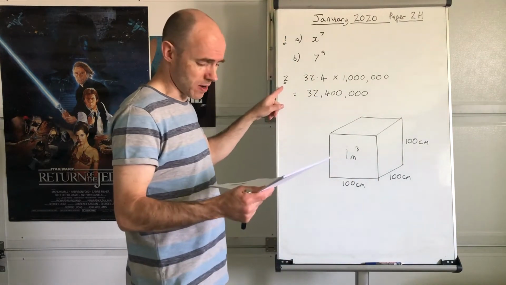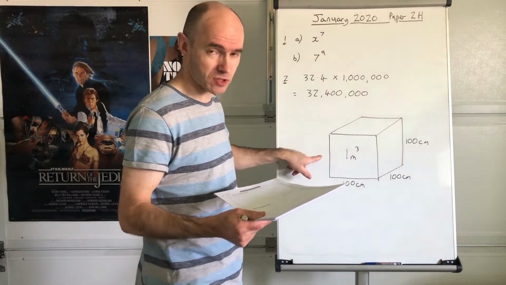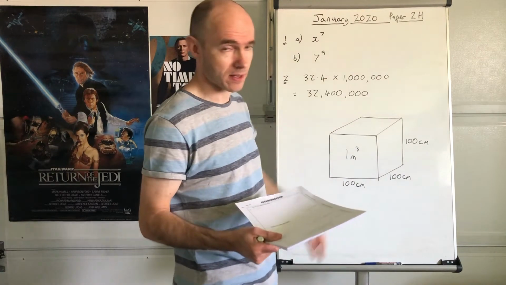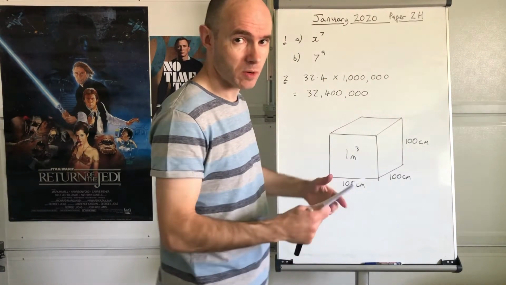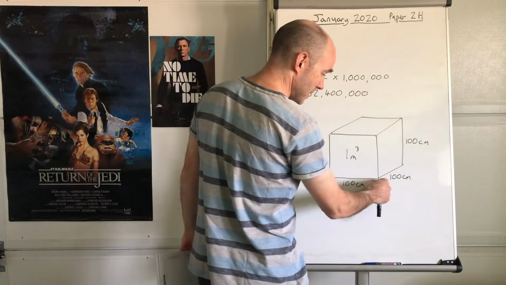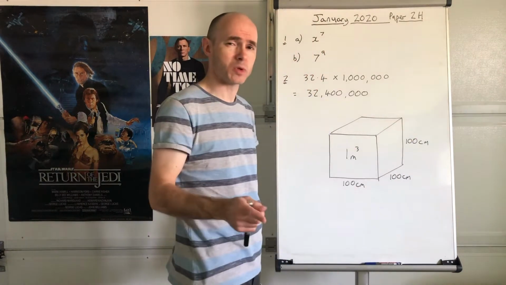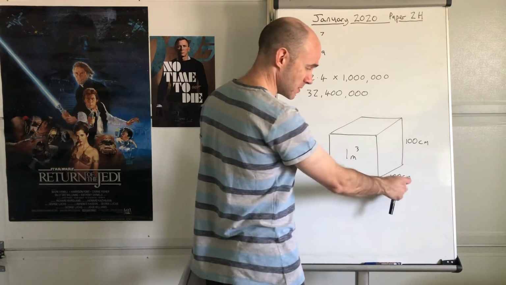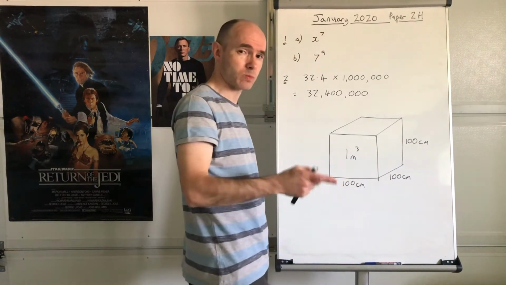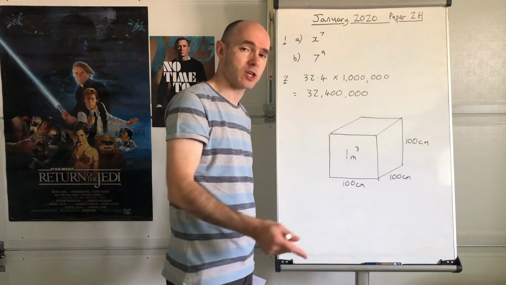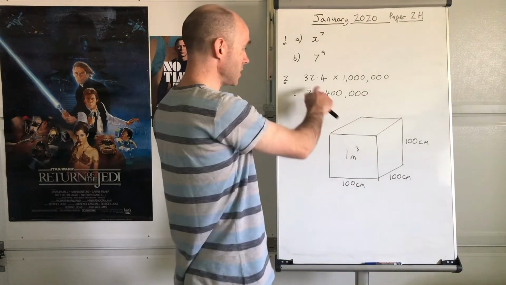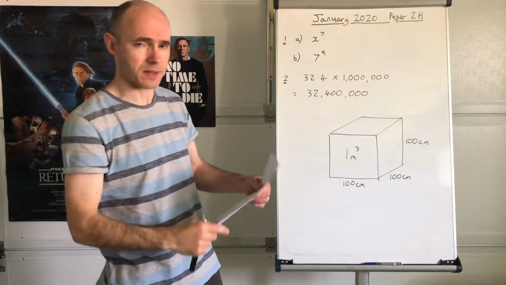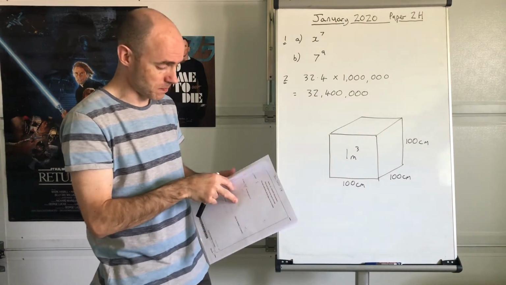Question 2, you can see this cube I've drawn out, just to give you a demonstration as to why you multiply 32.4 by 1 million. If this is 1 metre cubed, the dimensions are each 1 metre, 1 metre, 1 metre, which of course is 100 centimetres each. Now if you do the multiplication, 100 times 100 times 100 is a million. So that's why 1 cubic metre is 1 million cubic centimetres. So you times that by 1 million and you get 32,400,000. So that was question number 2.